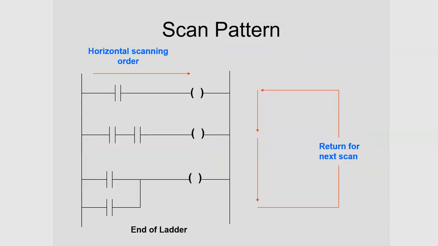And this slide here kind of takes you through horizontal scanning. It makes sense. It's kind of like we read from left to right. So we'll scan this one from left to right, we'll scan this from left to right, and we'll scan this from left to right. So this shows you the scan pattern. And then it'll keep repeating that over and over and over again.